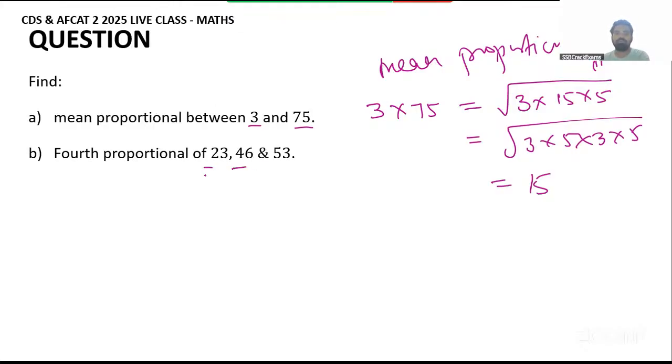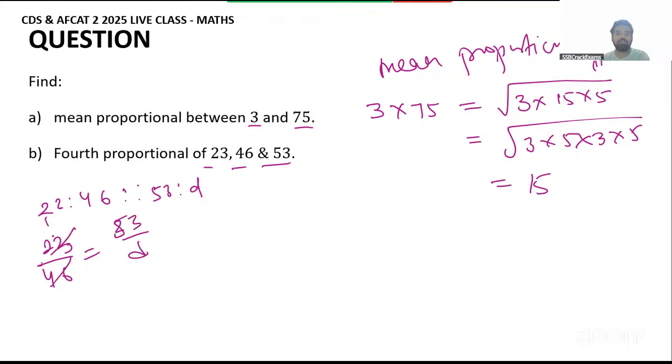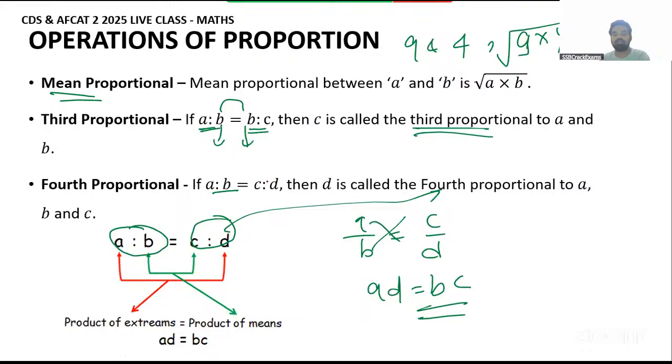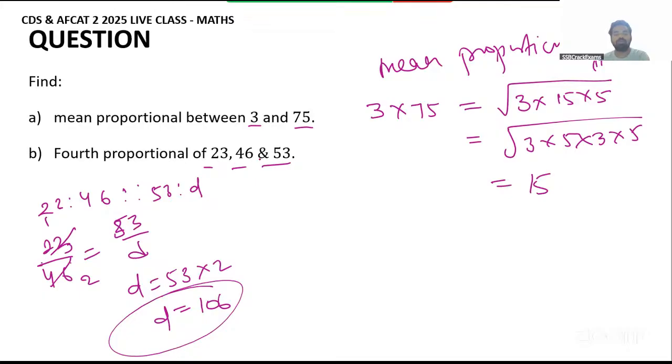Now find the fourth proportional to this. Fourth proportional means 23 ratio 46 is in proportion with 53 ratio D. We do not know what D is. It means 23 upon 46 is equal to 53 upon D. Now 23 once is 23, twice is 46, so D is equal to 53 into 2, which is 106. So 106 is the answer. Use this terminology only. D is the fourth proportion to A, B, and C.